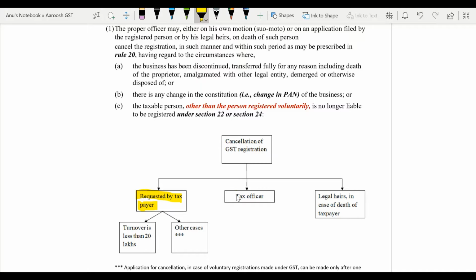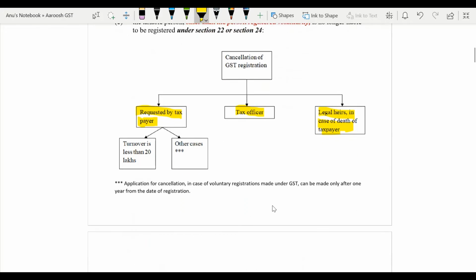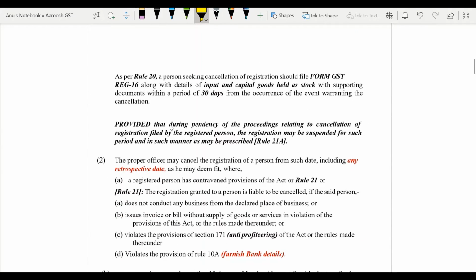It can be cancelled by the tax officer on his own motion, and third, it can be cancelled by legal heirs in case of death of the taxpayer, right? As per Rule 20, a person seeking cancellation of registration should file Form GST REG 16 along with details of input and capital goods held as stock with supporting documents within a period of 30 days from the occurrence of the event warranting the cancellation. So when we want to cancel our registration, we basically fill Form GST REG 16, right? That's the form that we need to fill.